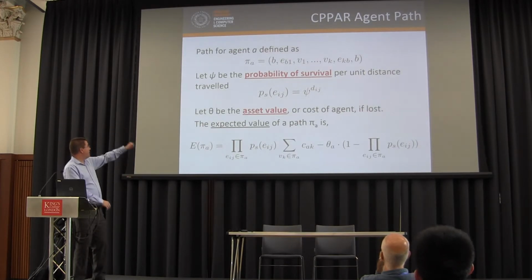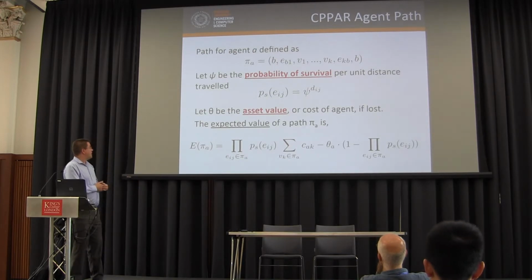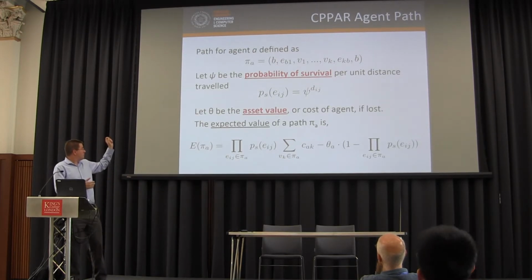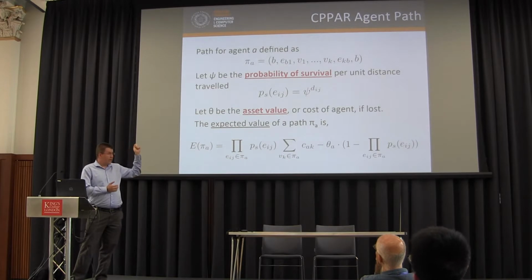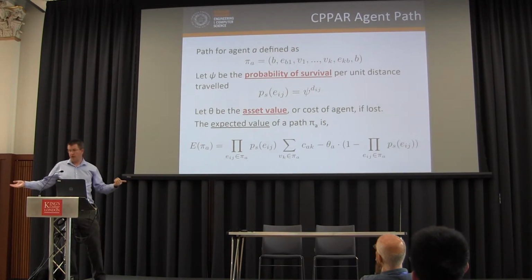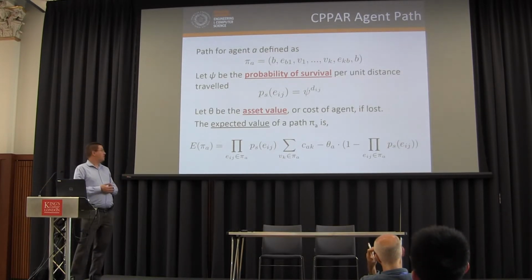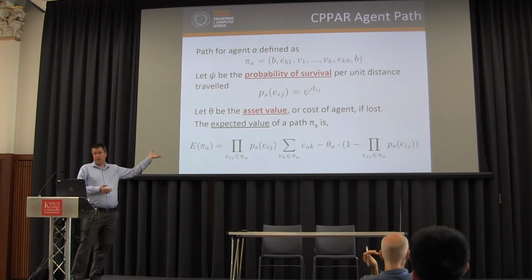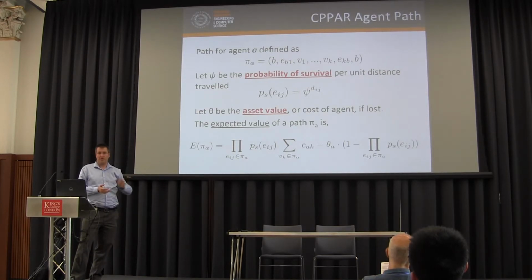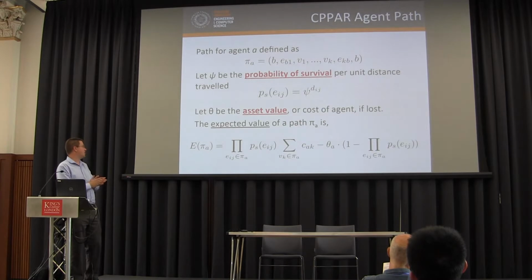So we can define a path, and so the probability of survival for an agent is really just a function of the edges that it's traveling over. And in our case, we say there's a fixed probability of survival per unit distance traveled on an edge. So we totally agree it's a very simple quantification of risk. There are certainly many other ways we could look at risk, but we try to keep it as simple as possible, mainly for the sake of exposition.